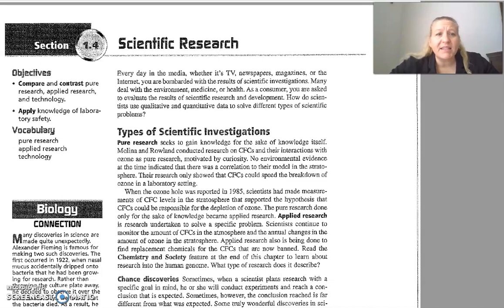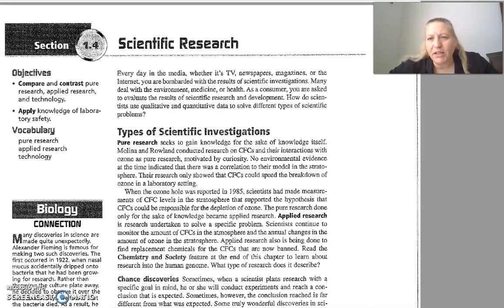Alright, welcome back. Today we are doing section 1.4, scientific research. Every day in the media, whether it's TV, newspaper, magazines, or the internet, you are bombarded with the results of scientific investigations. Many deal with the environment, medicines, or health. As a consumer, you are asked to evaluate the results of scientific research and development. How do scientists use qualitative and quantitative data to solve different types of science problems?